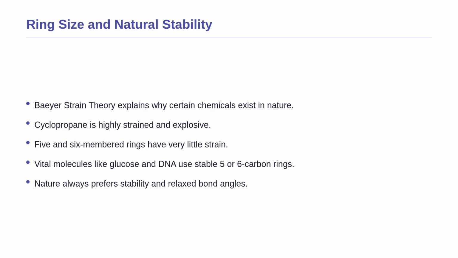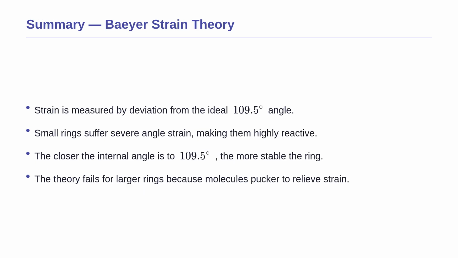On the other hand, rings with 5 or 6 carbon atoms have very little strain, making them incredibly stable. This is exactly why the most important molecules in your body, such as the glucose that gives you energy and the DNA bases that store your genetics, are built using 5-membered and 6-membered carbon rings. Nature always prefers stability. Let us review the key takeaways from today's lesson.